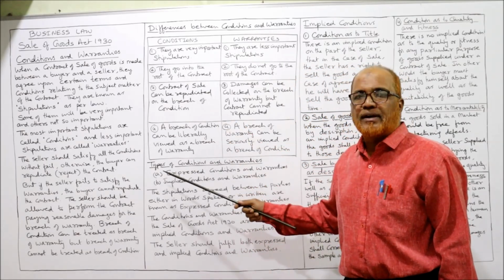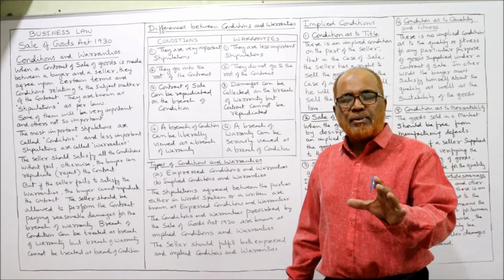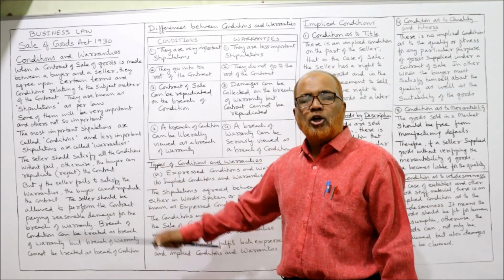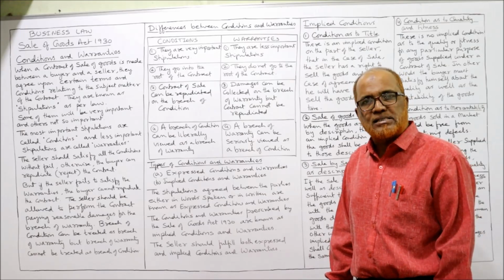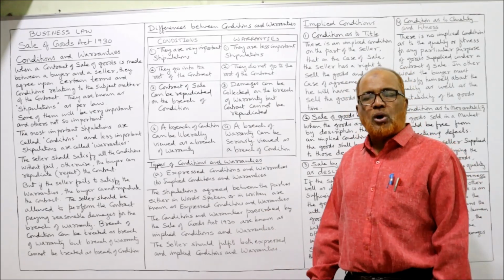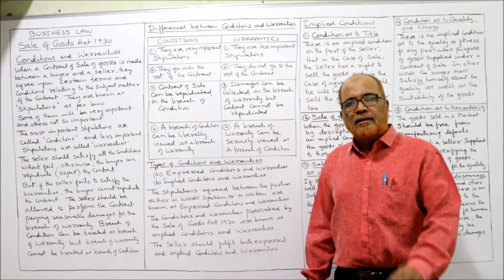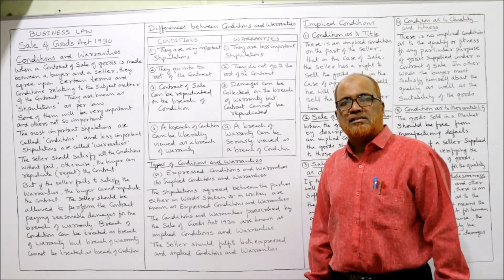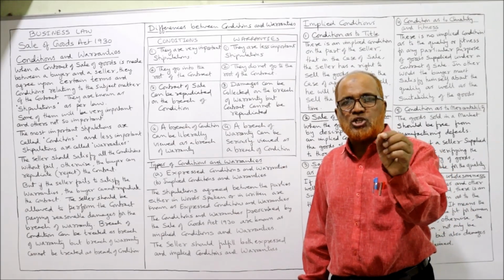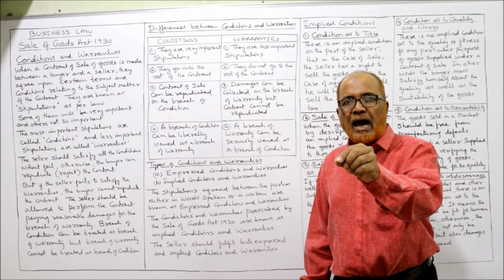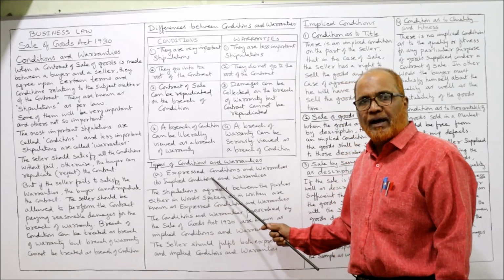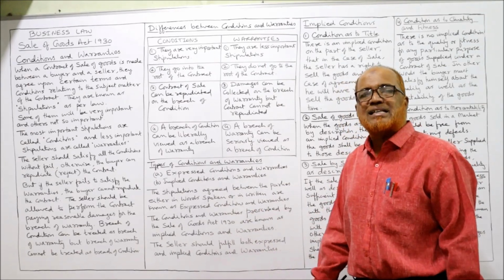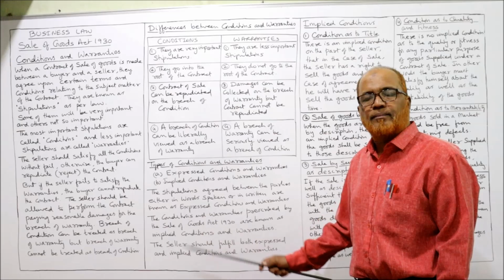These are the differences. So in examination, very frequently they will ask, what do you mean by conditions and warranties? What are the differences between conditions and warranties? Now, types of conditions and warranties. There are two types of conditions and warranties: express conditions and warranties, and implied conditions and warranties. So first of all, we'll discuss express conditions and warranties.